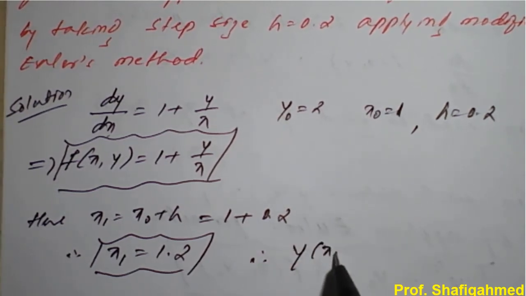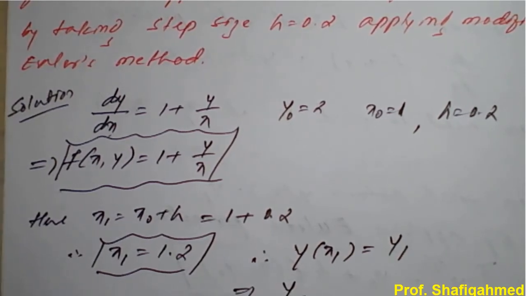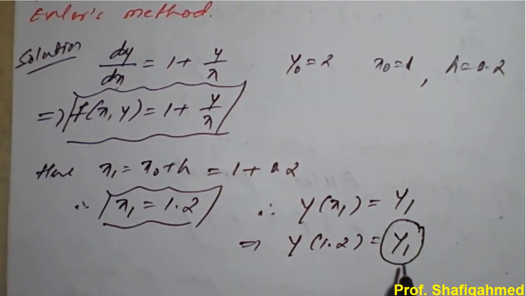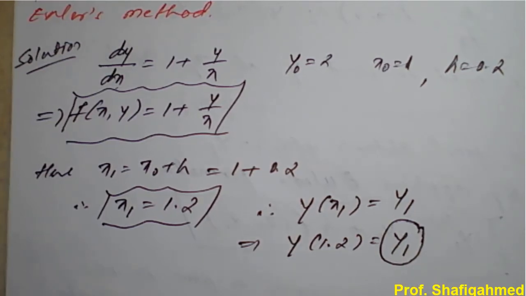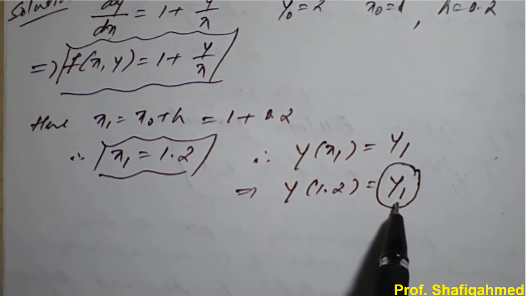So y(x1) = y1, which is y(1.2) = y1. This y1 we are going to find first using Euler's formula, then we'll modify it and find the y1 value approximately. So we'll see what this y1 value is and how to find it step by step.